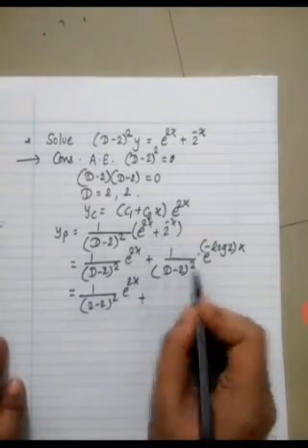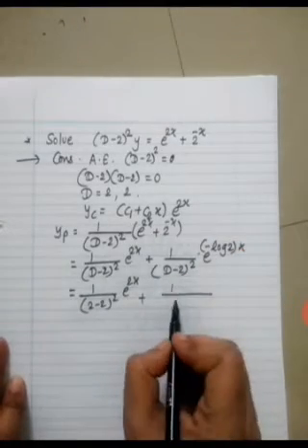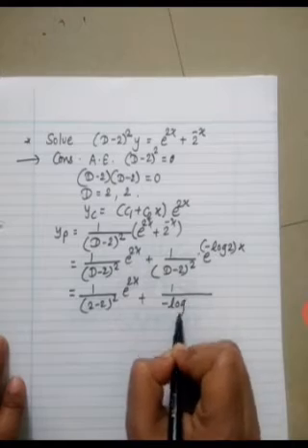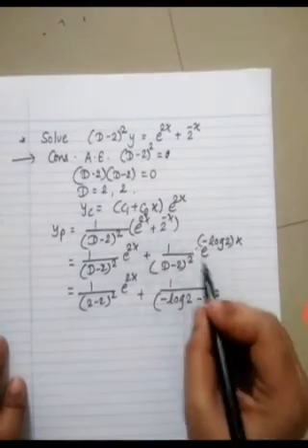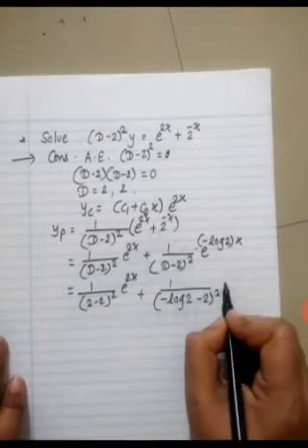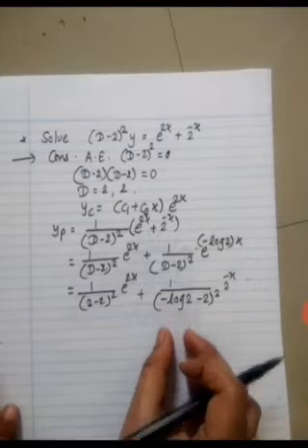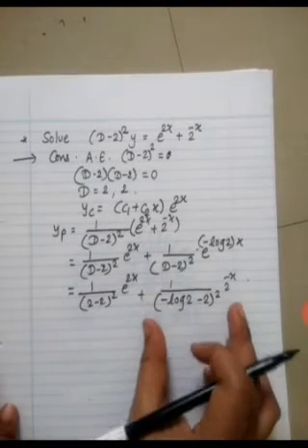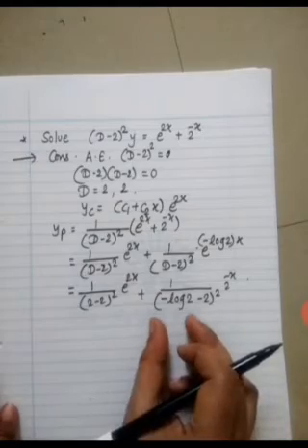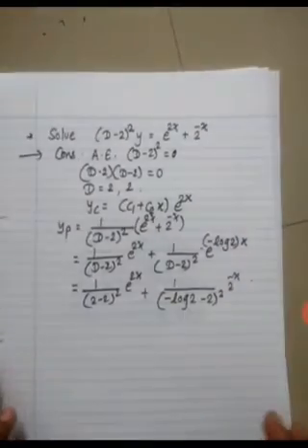Next, here is also e raised to something. That something we have to put in the place of d. So minus log 2 minus 2 bracket square. e raised to minus log 2x is nothing but 2 raised to minus x, and you need not find it. Just stop here. This is your final answer. You need not find the log 2 value and you need not substitute. Let it be. This is your answer.